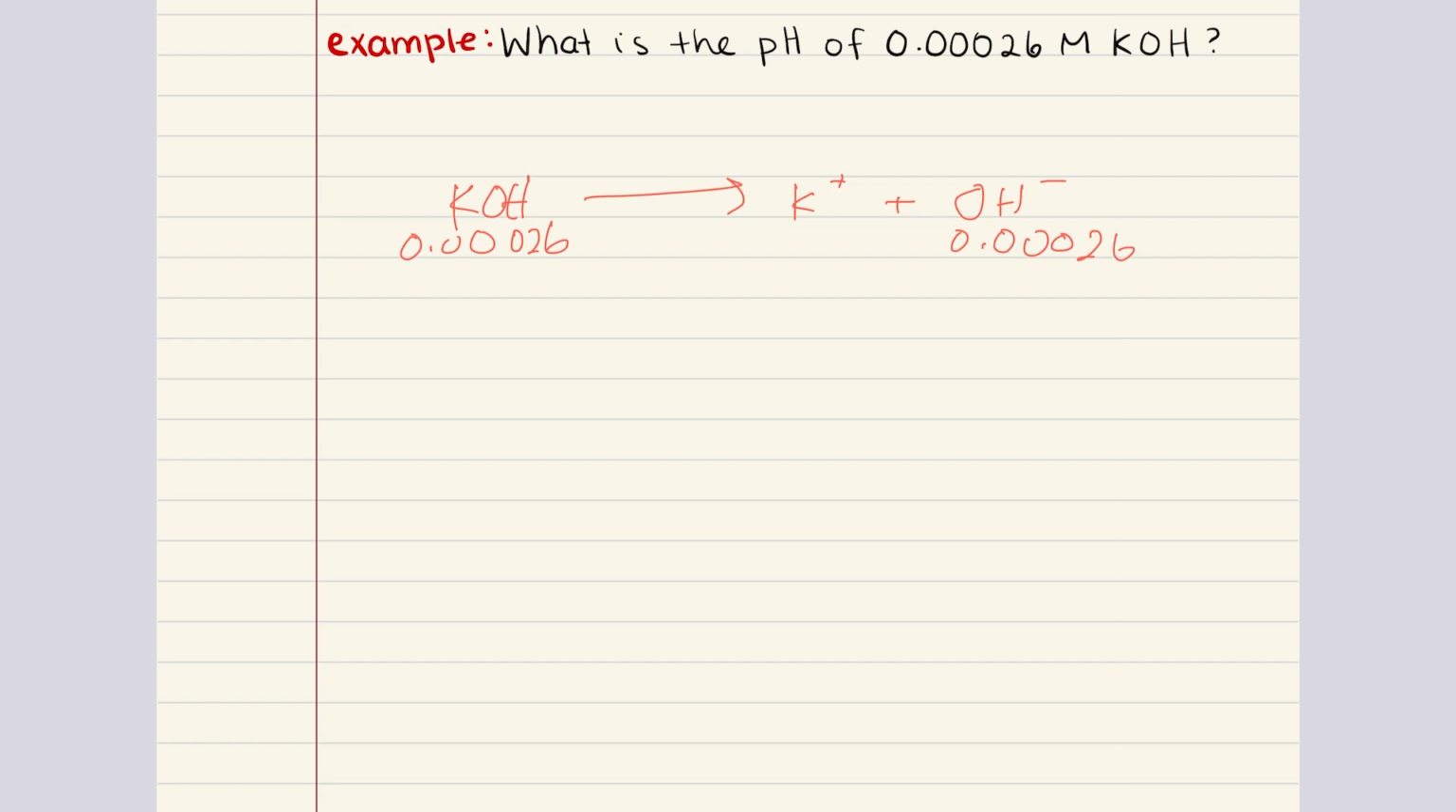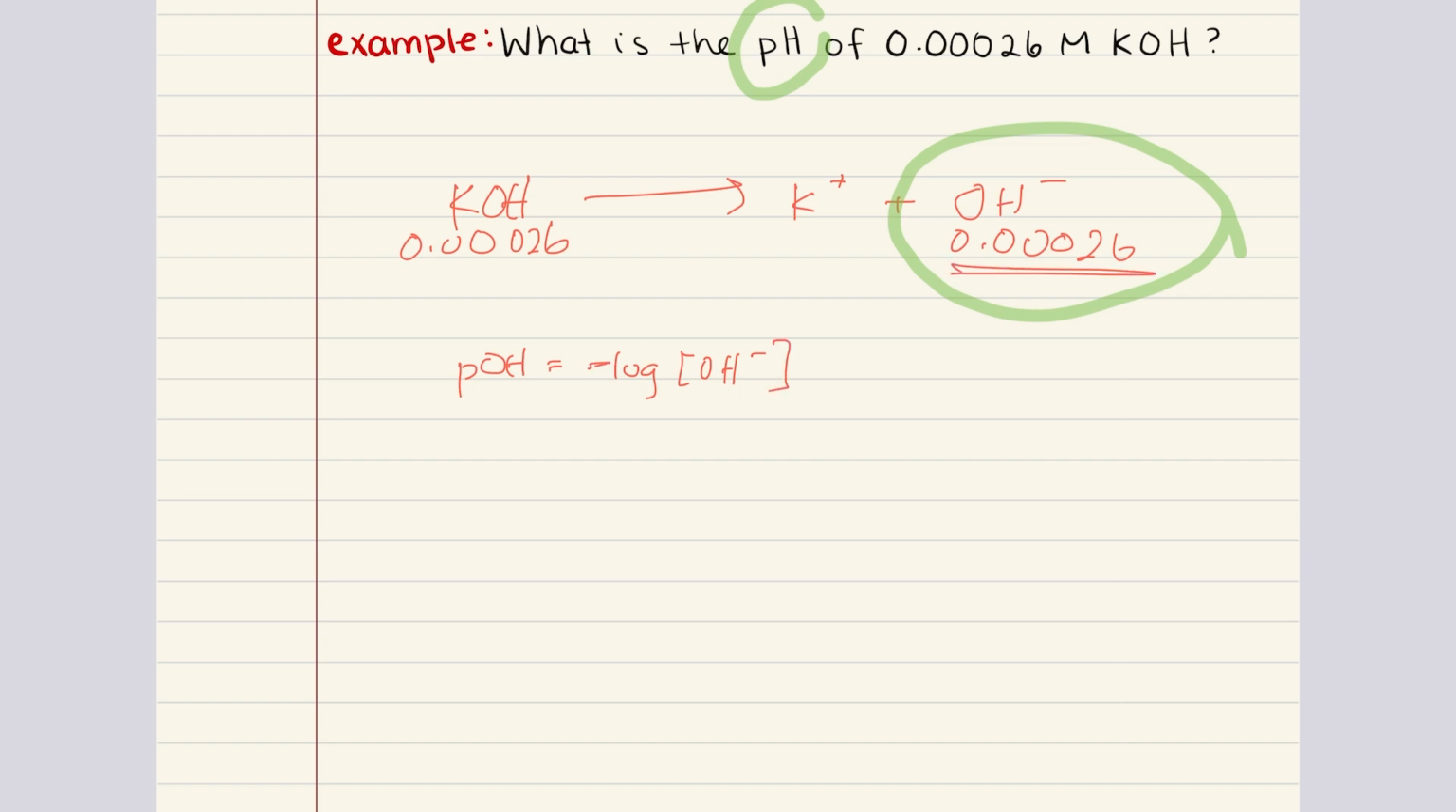Now, we want the pH, but we're given enough information to figure out the pOH, and then maybe we can work backwards to get the pH. The pOH is equal to the negative log of the hydroxide ion concentration, which is what we know. So we're going to go ahead and plug this into the equation. Negative log of 0.0026. This is going to give us a pOH that's equal to 3.59.